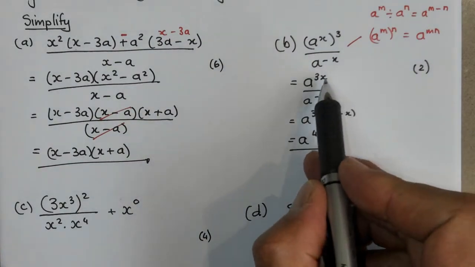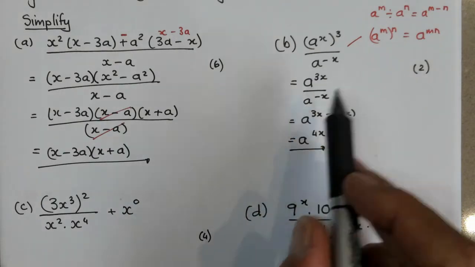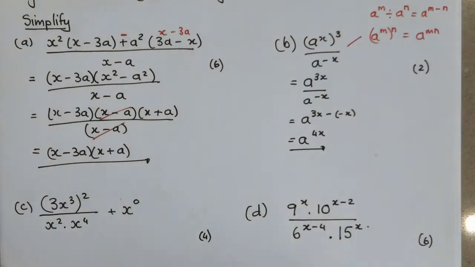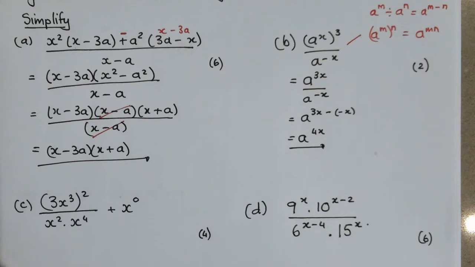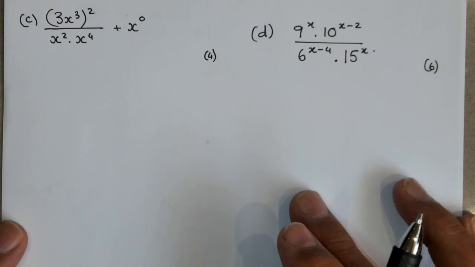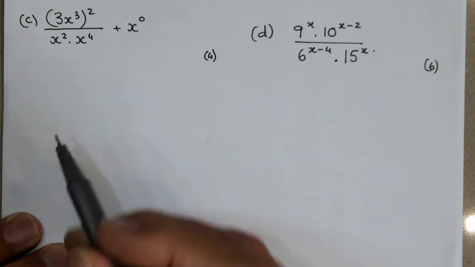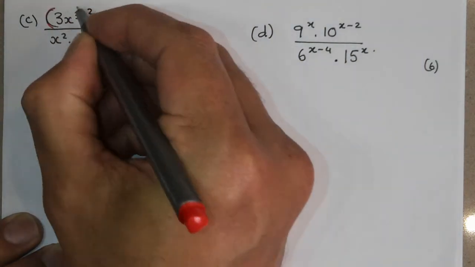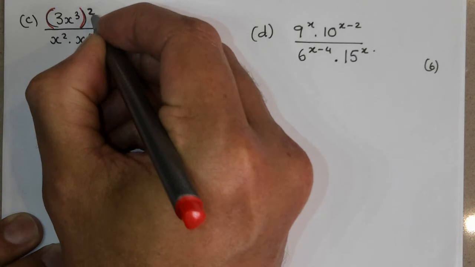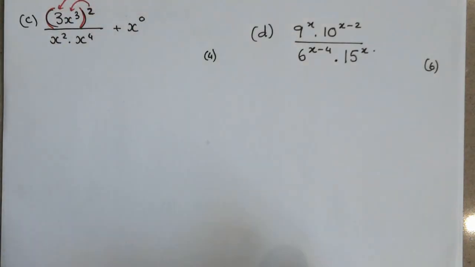Okay, so you'll get a mark for the distribution there, and you'll get a mark for then applying the second law which brings you to 4x. Now let's look at number 3. Number 3, we're still simplifying. Now the biggest catch here is as follows. Look at where your brackets are. Your brackets are there. The square there needs to distribute to each one of those two things.